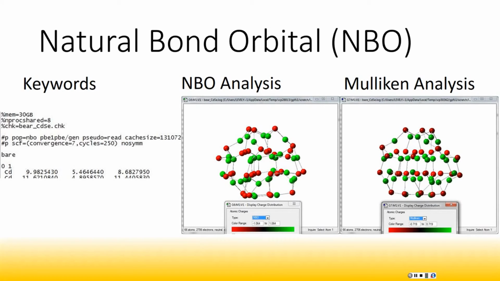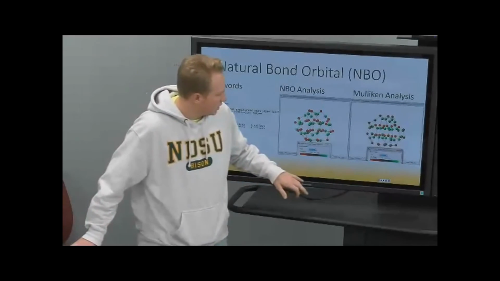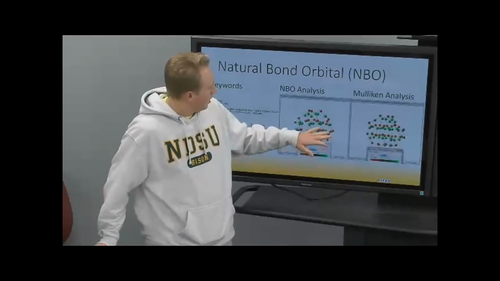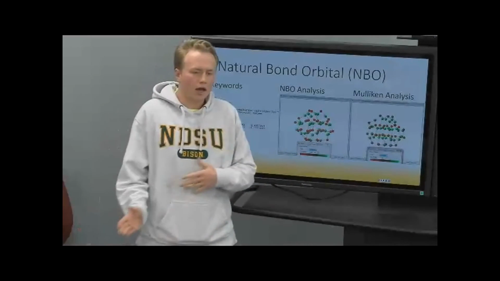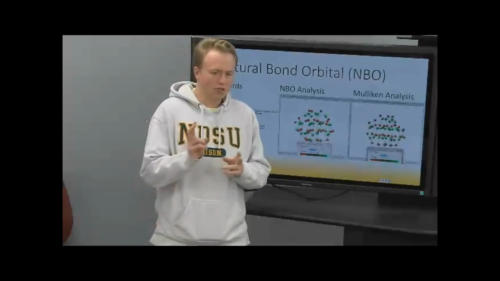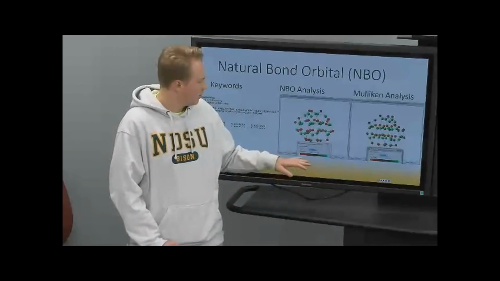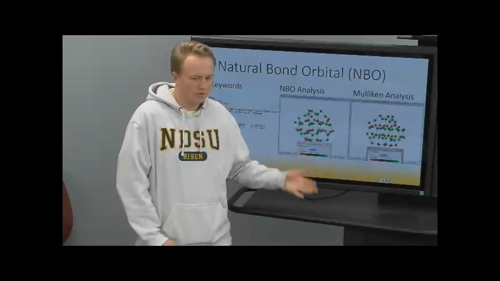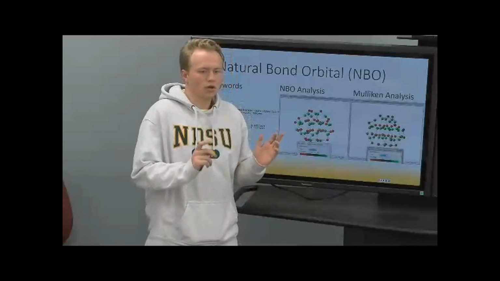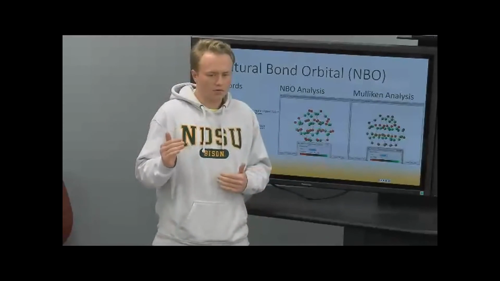So another one which is more precise is natural bond orbital, NBO, and here you have to say pop equals NBO. And you can see the difference between Mulliken and NBO is NBO gets a more accurate number. So these are cadmium and selenium, so they should be 2 plus and 2 minus, but they aren't. The maximum is about -1 and -3/4, and that's due to the basis set not being a full basis set.